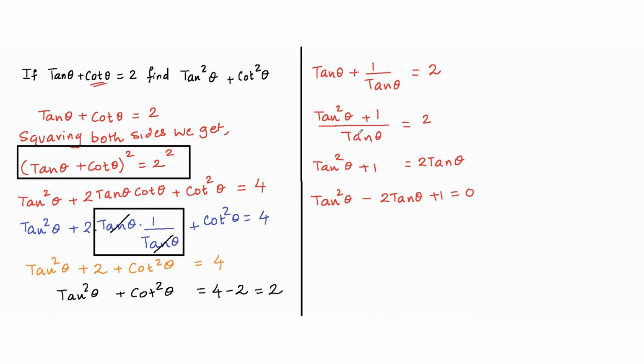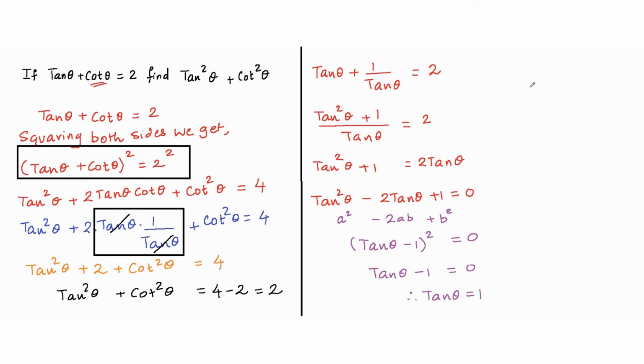Now, isn't this of the form a square minus 2ab plus b square, where a is tan theta and b is equal to 1? Therefore, this can be written as tan theta minus 1, the whole square, is equal to 0, which means tan theta minus 1 is 0, and therefore I can say that tan theta equals 1. Now that tan theta is 1, I can conclude that even cot theta should be 1, isn't it?